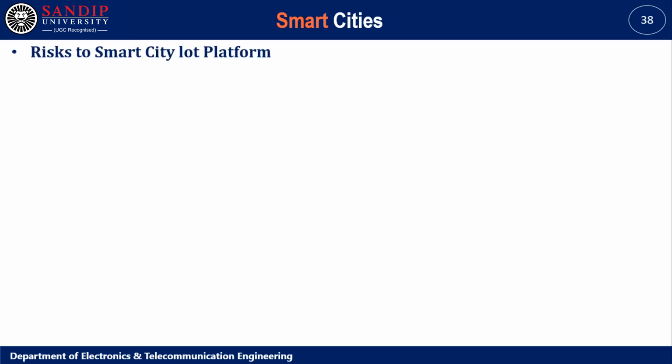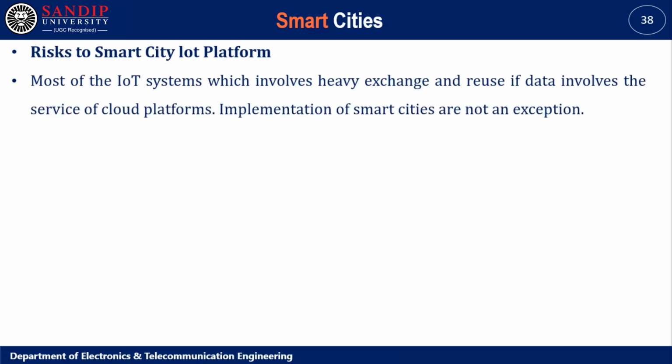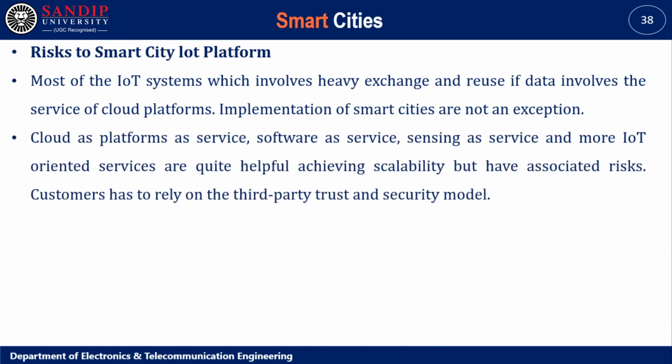Risk to smart city IoT platform. Most of the IoT systems which involve heavy exchange and reuse of data involve the service of cloud platforms. Implementations of smart cities are not an exception. Cloud as a platform as a service, software as a service, sensing as a service, and more IoT-oriented services are quite helpful in achieving scalability but have associated risks.